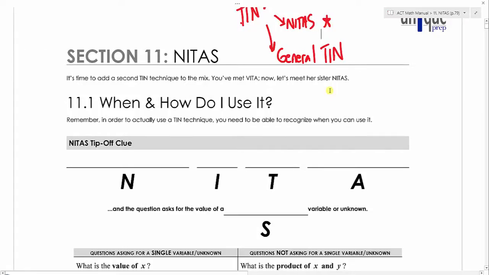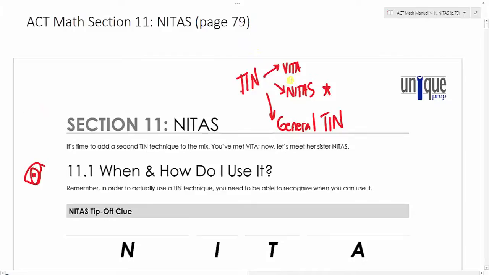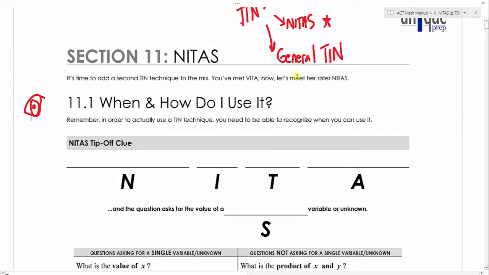First and foremost, just like we did in the VITA section, we have to make sure we know how to recognize opportunities when we can use NITAS. And VITA, you may remember, was variables in the answers. So when we saw variables in the answers, that was our tip-off that we could use the VITA tin technique. Well, NITAS has its own tip-off clue, and that is, we're going to go ahead and write this down, numbers in the answers. Numbers in the answers. That is how we recognize NITAS questions.